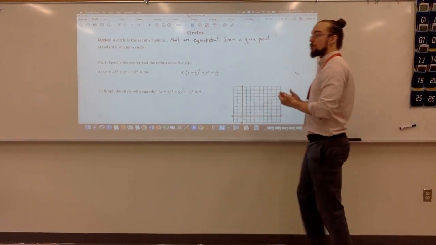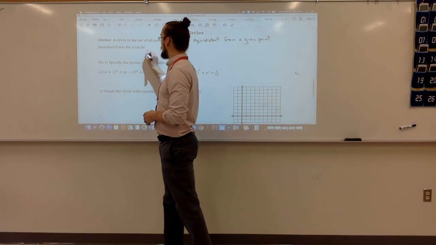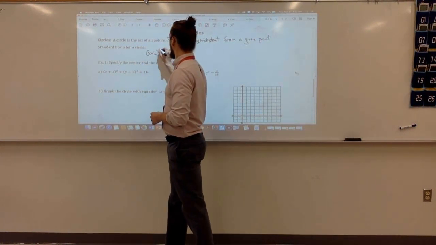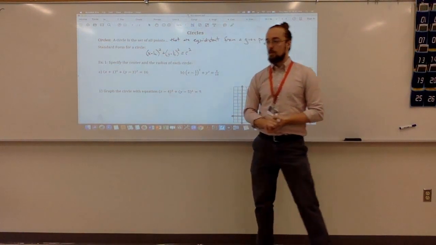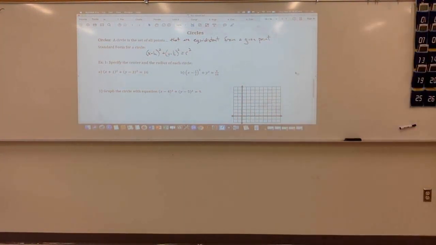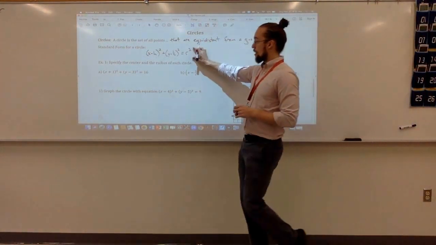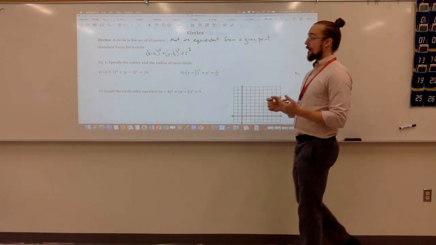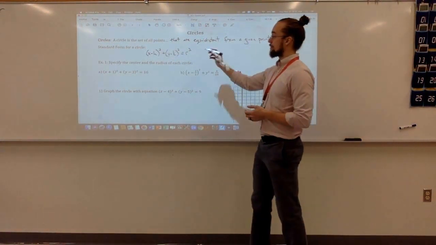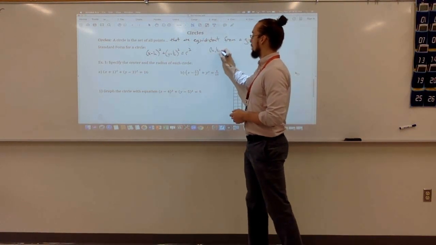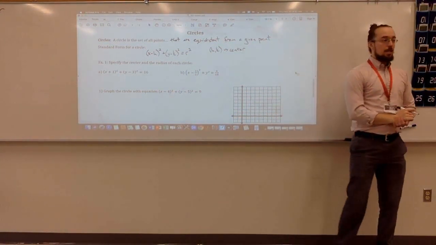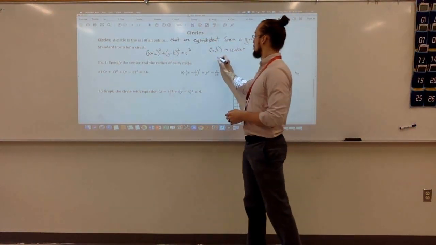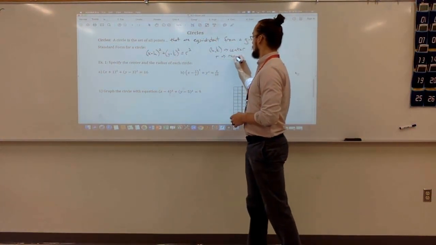So we just looked at the general form for a circle. The standard form is like this: (x minus h) squared plus (y minus k) squared equals r squared. If we have our circle in this form, I can get a couple of pretty important pieces of information. The point (h, k) would be the center of the circle, and r will be the radius.